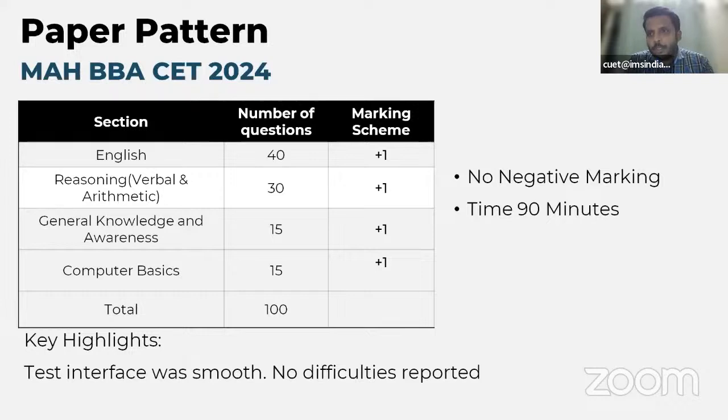I did not talk to any students who experienced any technical glitches or snags during the test. So that again went smoothly. The interface was smooth, and difficulties were not reported. The time was 90 minutes. So there was no change in the pattern and no unexpected surprises in the second and third slot in terms of the pattern.